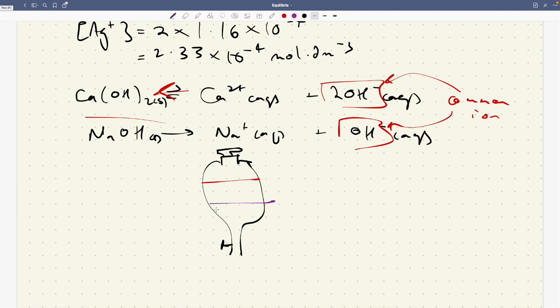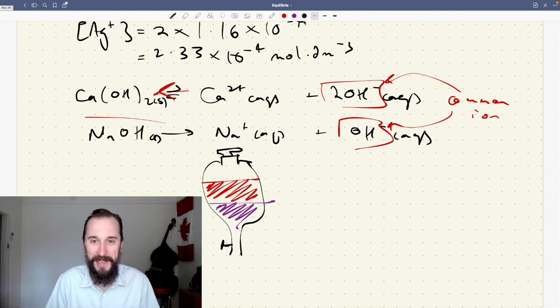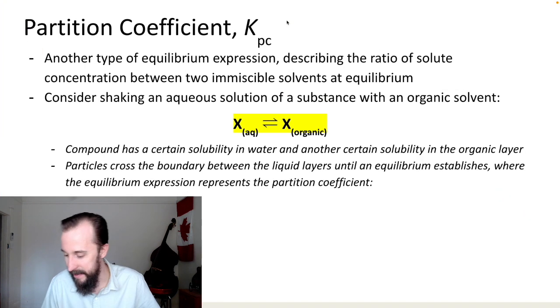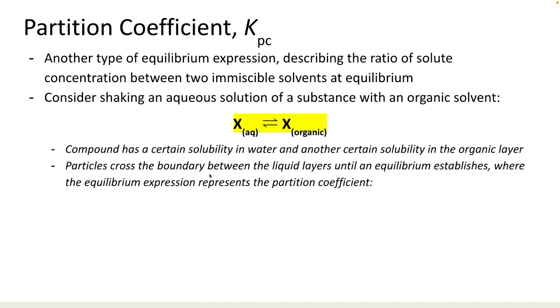So, we've got two immiscible layers, and we have a certain substance. There's an equilibrium at the partition of these two layers. An equilibrium is established as the substance moves between those two layers depending on its solubility in each. Why don't you see if you can write a general partition coefficient equilibrium expression based on that equilibrium.